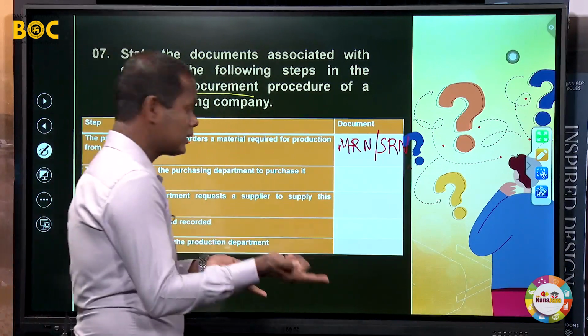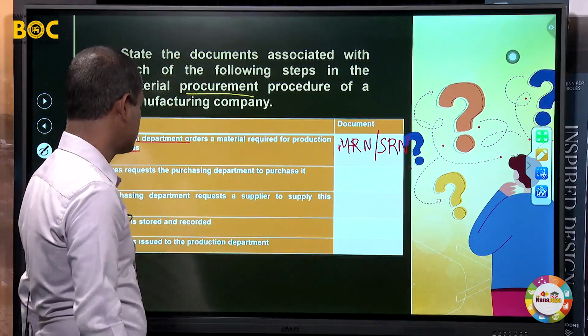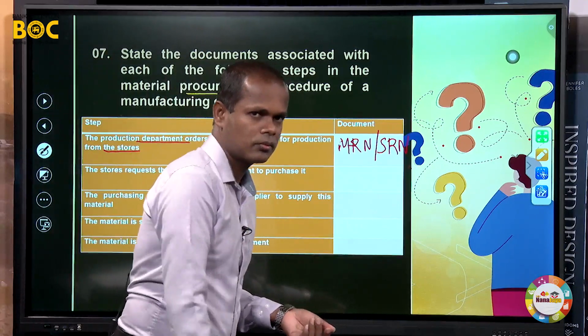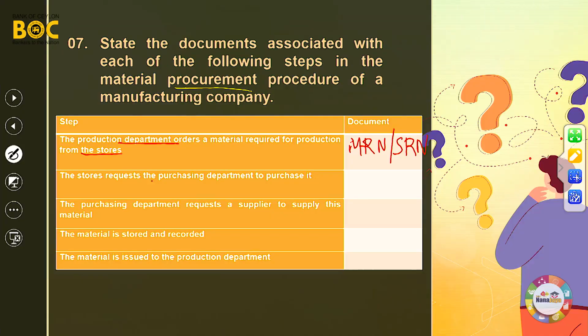If the stores has materials, it can issue to the production department. When the stores is running out of materials, it has to inform the purchasing department to purchase. The stores requests the purchasing department to purchase it. There they use the purchases requisition note.